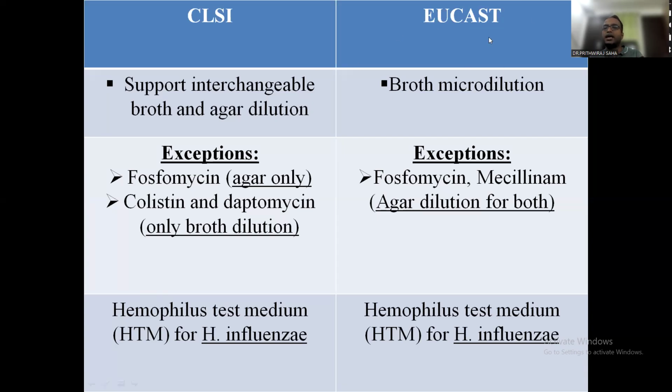So EUCAST comes to the broth microdilution. EUCAST suggests to have a broth microdilution. They are against agar dilution, but for fosfomycin and mecillinam, they recommend agar dilution. So you have to remember fosfomycin is suggested to be done in an agar dilution plate.